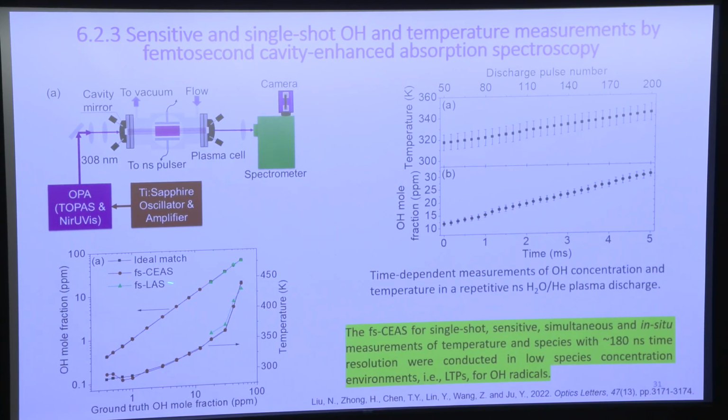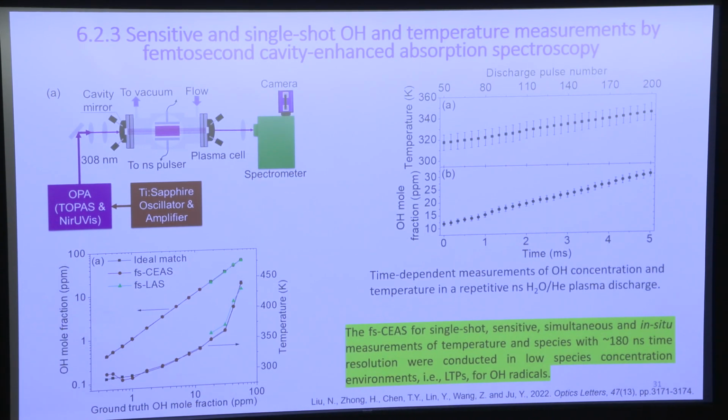Typically, people use laser absorption spectroscopy, but laser absorption spectroscopy really cannot get you to the number density you want. But this kind of femtosecond laser, cavity enhanced absorption spectroscopy can help you do UV OH measurement. It gets you down to the ppb level of sensitivity. So therefore, this allows you to do single shot femtosecond laser cavity enhanced absorption spectroscopy for a very sensitive diagnostics of OH radicals.